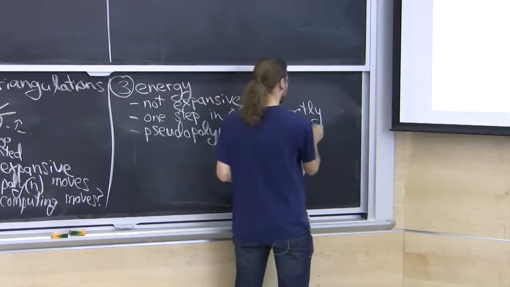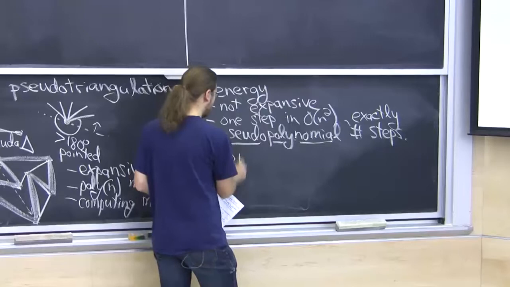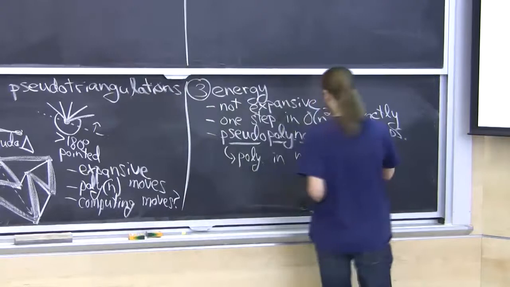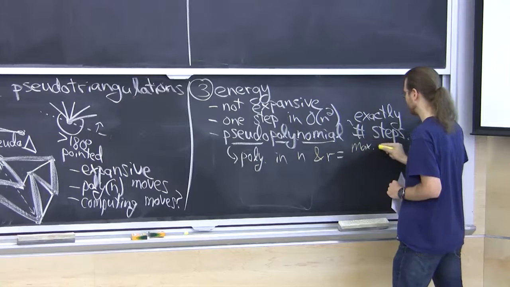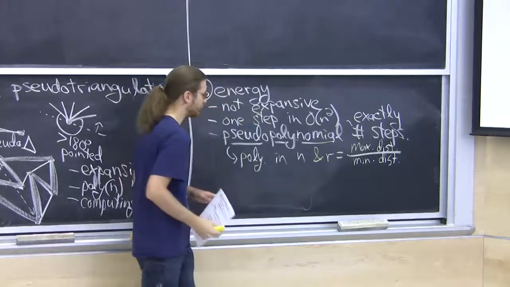Have I talked about pseudo-polynomial yet? Maybe briefly at some point. Let me tell you what I mean. I want to be polynomial in the number of vertices n and another parameter r. R is going to be basically the maximum distance in your initial configuration divided by the minimum distance. Exactly how you define distance, don't worry about it.